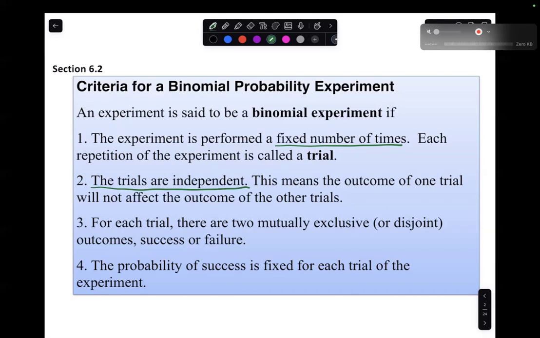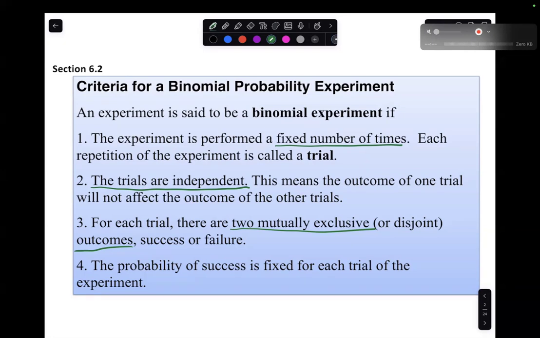So for each trial, there has to be two mutually exclusive outcomes. Now, rolling a dice, clearly there are six different outcomes, but basically it has to be success or failure. I just like rolling a dice because it's something we all can easily think of in our head. So if my event is rolling a three, that would be a success. Rolling anything that's not a three would be a failure. That makes sense. So those are the two different outcomes, a success or a failure.